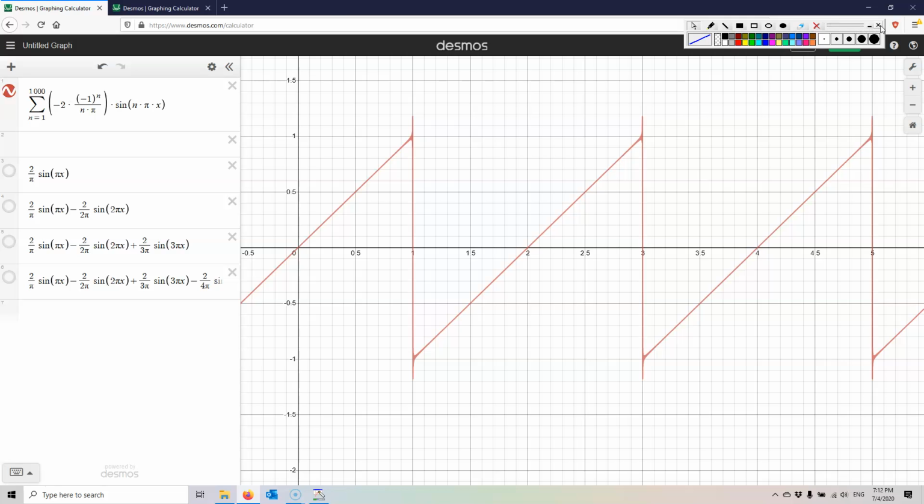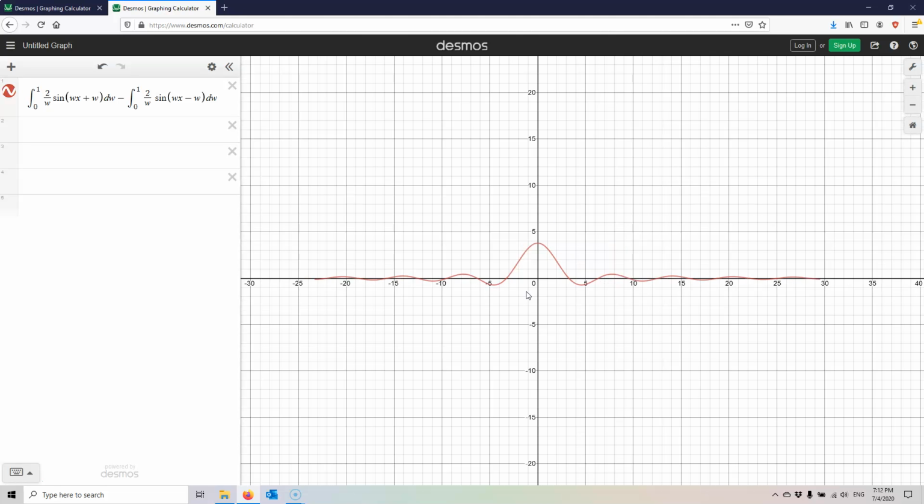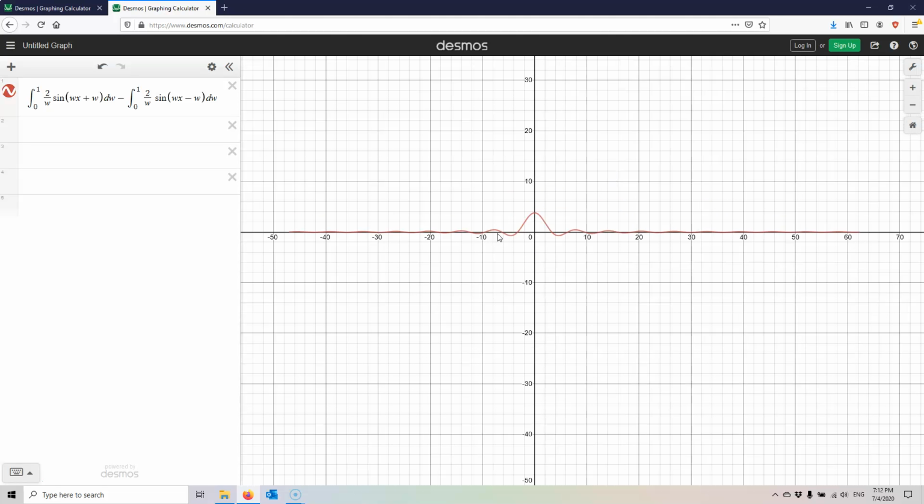So for that, get rid of this. Let me go to this one here that I prepared. So in this case, I've got a function here. I'll show you what that looks like. That is pretty flat, and then there's a little single bump in the middle. Now, how did I build this function?